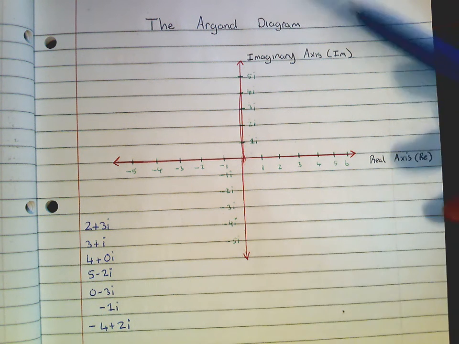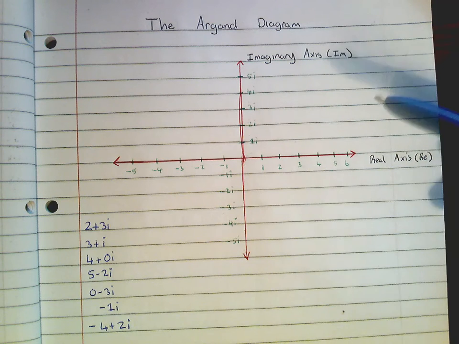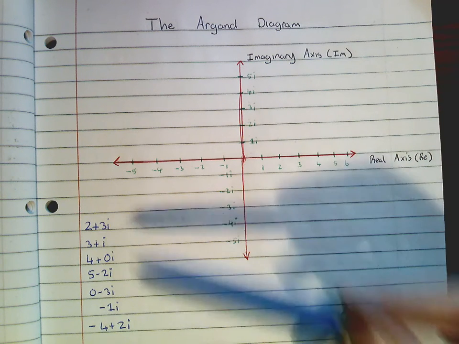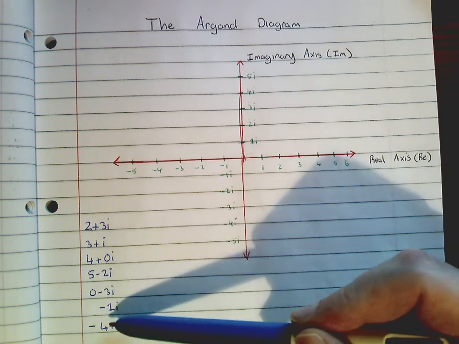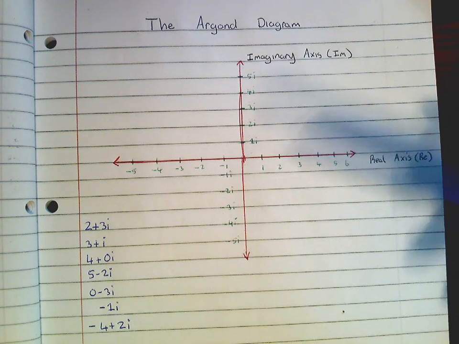Okay, so what we're going to look at now is this thing called an Argand diagram. Basically, we have a range of complex numbers here, and we can represent these complex numbers on a graph like so. If we have a look at this graph, there are two axes.